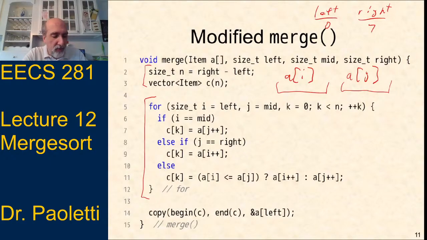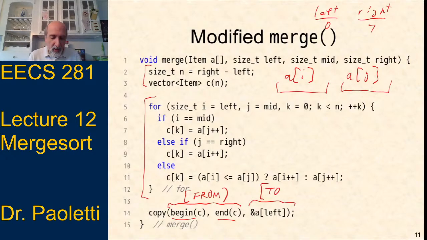So we put stuff into C, and then when we're all done, we use the STL, std::copy, to say, hey, this is the from, inclusive exclusive. And this is the to, inclusive. And it makes the assumption that where we're putting it is big enough to hold it. Okay, so we're copying from the beginning of the vector to the end of the vector. So that's the whole vector. So the whole vector gets copied back to, wait a minute, address of A sub left?